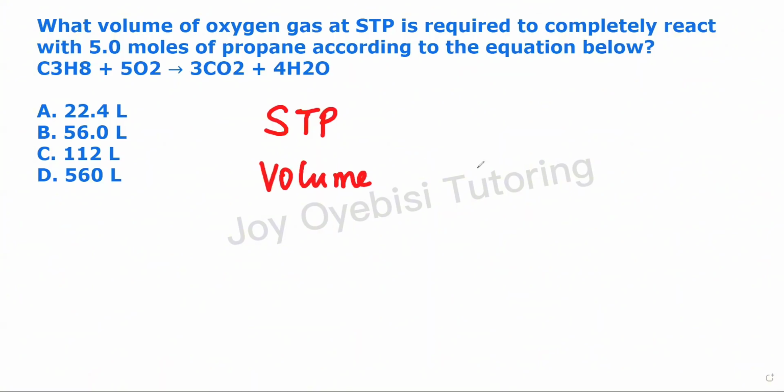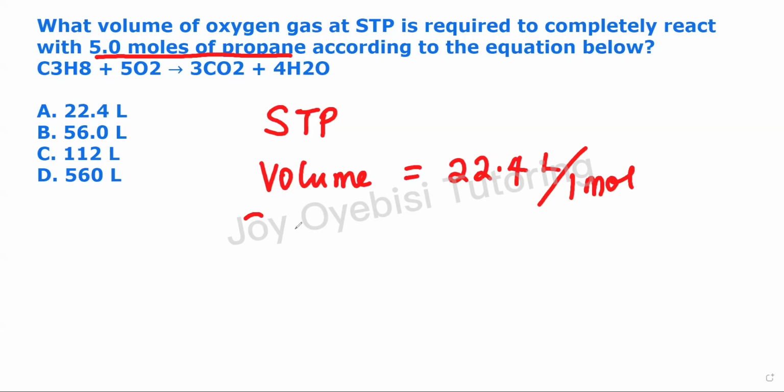Now, to solve this, we need to remind ourselves that at STP, volume is equal to 22.4 liters in 1 mole. So for every 1 mole, you have 22.4 liters. Now, we're going to start with 5 moles of propane.